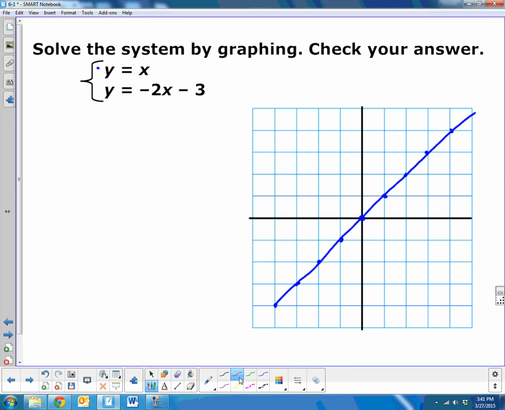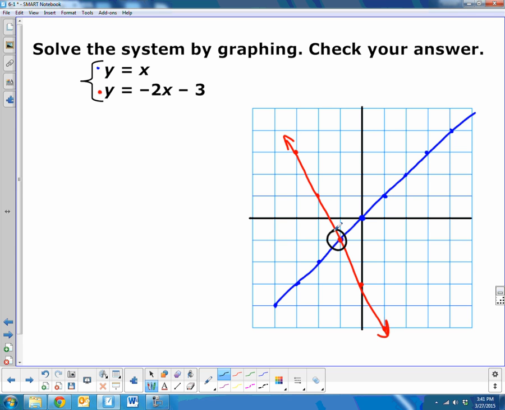There we go. Next one, negative 2x minus 3. So I'll do this one in red. So I'm going to graph y-intercept negative 3, a slope of negative 2x. So I go down 2 over 1, and I can't really continue that, but I can go the opposite way. So instead of going down 2 and to the right 1, I can go up 2 and to the left 1. Up 2 and to the left 1, up 2 and to the left 1. And if I graph that line, we've got our intersection point.